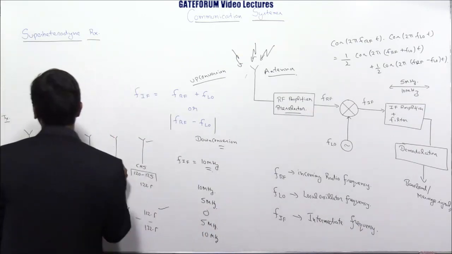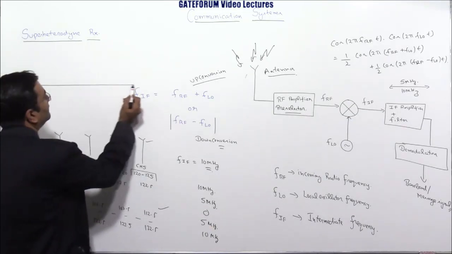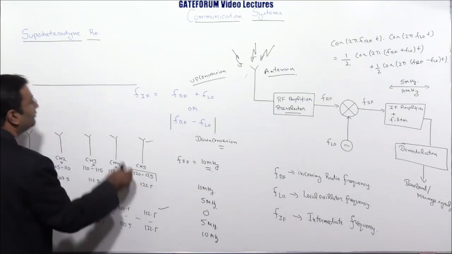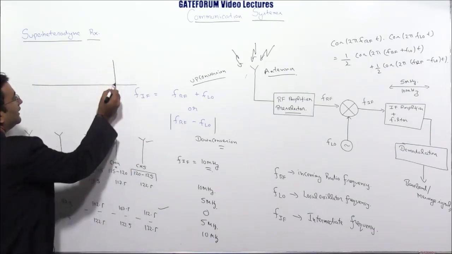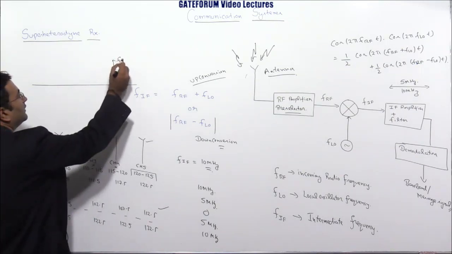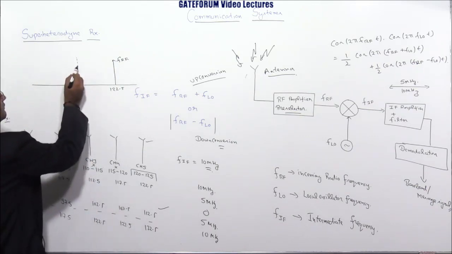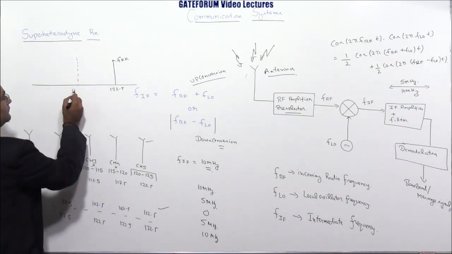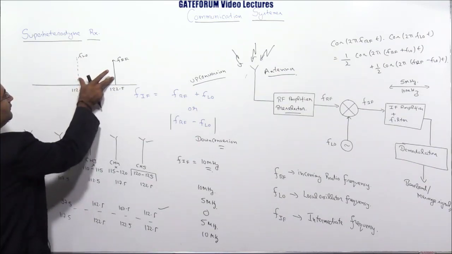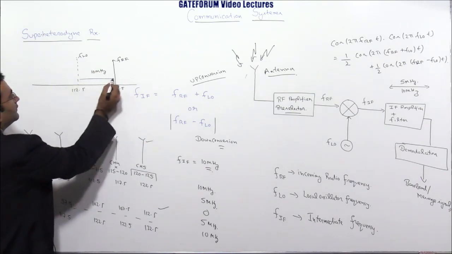Now let us see why I am calling it image and not something else. It is like an image that happens in a mirror. When my FRF is 122.5, this is your FRF and FLO is 112.5. Let's say this one is FLO. Now what is the distance of this? The distance is 10 megahertz.